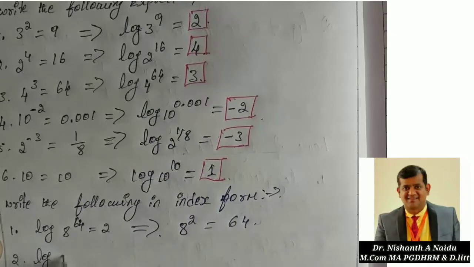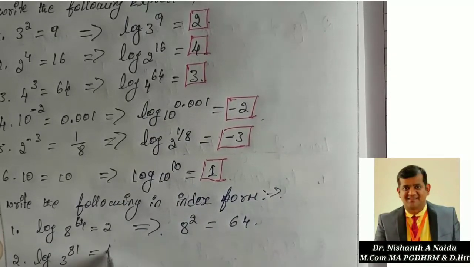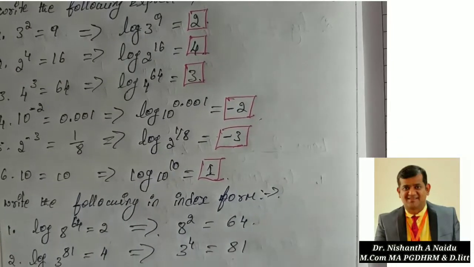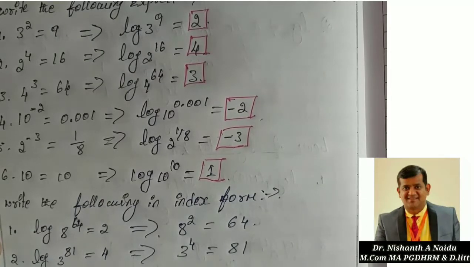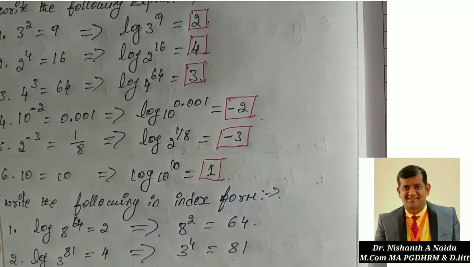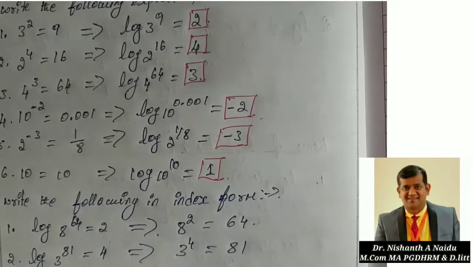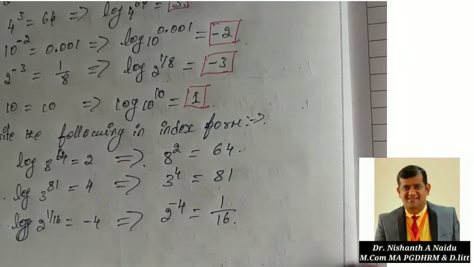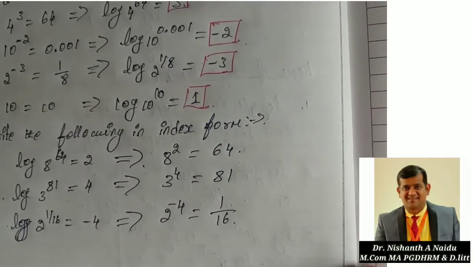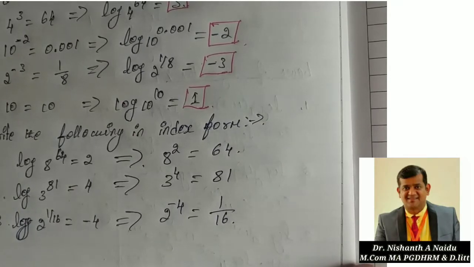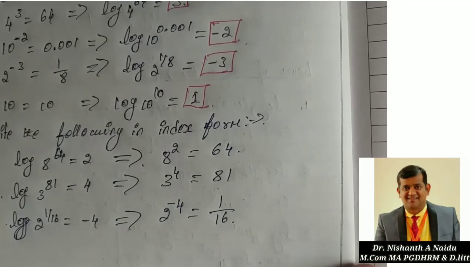Second one, log 3 to the power 81 equals 4. So that is 3 to the power 4 equals 81. Next, log 2 to the power 1 divided by 16 equals minus 4. So the answer is 2 to the power minus 4 equals 1 divided by 16. Clear? Or do you have any doubts? Clear, right? Okay.